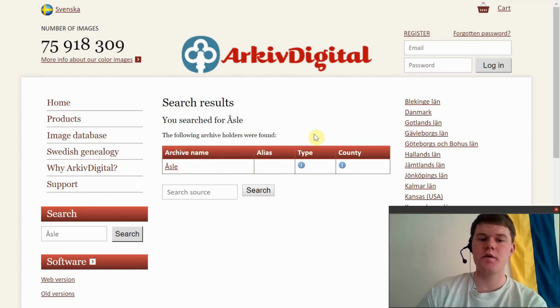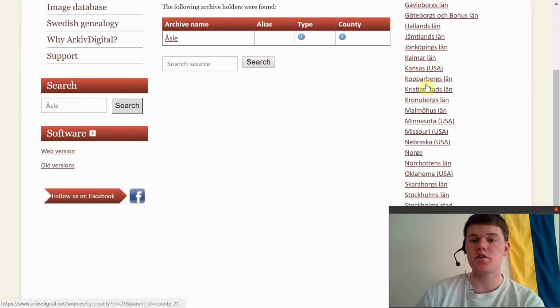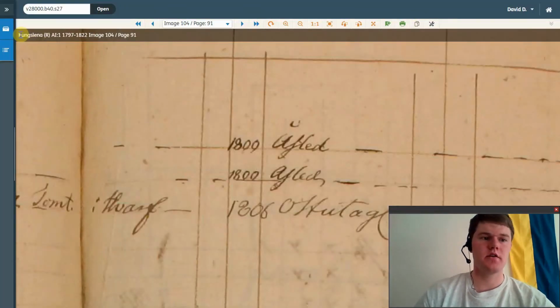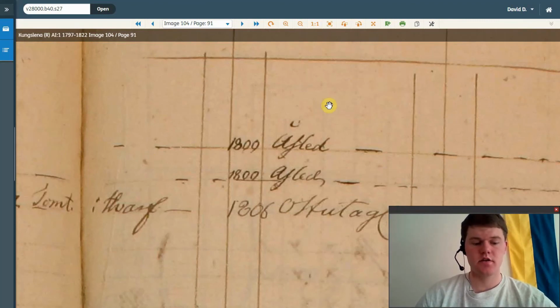One way that can help with finding it, instead of using just the search right here, is to use the list of counties over here. This parish, Kungslena, is in Skaraborgs County. People typically stayed within the same county when they moved. Sometimes they won't, and oftentimes it'll be written that this is in a different county. It'll list the other county before or after this parish right here.